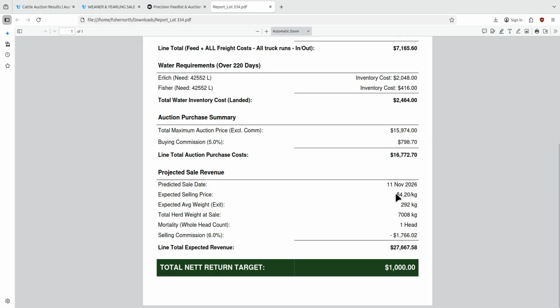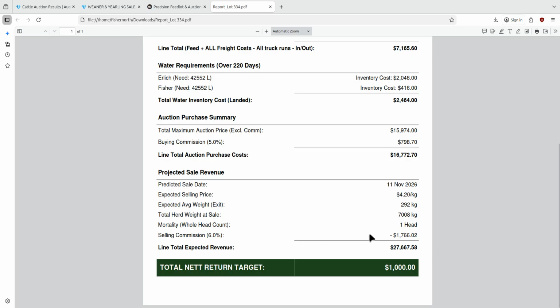Expected selling price is $4.20. If I get under that, I'm dead in the water. If I get more, I get more than my grand. Expected average weight, so this gives me the total weight of the truck for the truck driver to know, that's my total weight that those animals would likely be at by that date based on the feed that's been calculated for them. Mortality, I've got one I'm going to lose out of 25, so I'm only going to have 24, and that 24 is actually that weight. It's not the 25, it's the 24 that actually will be trucked.